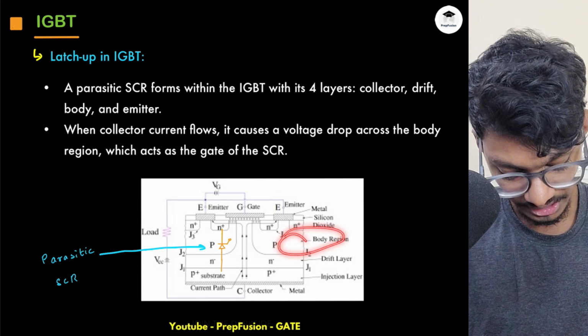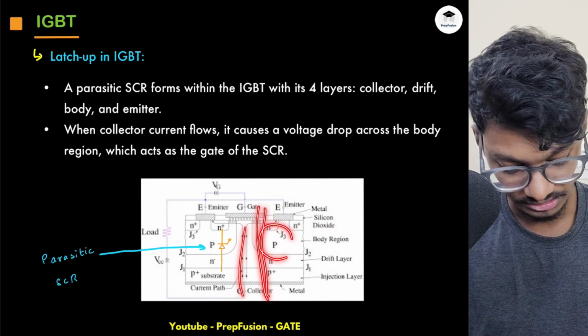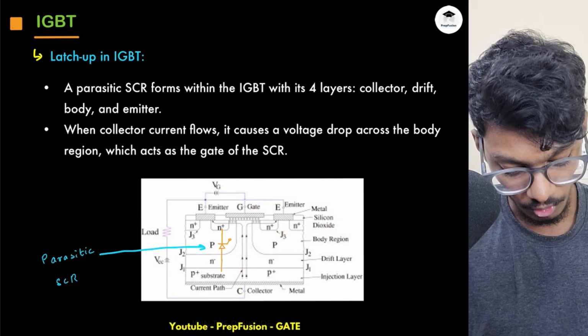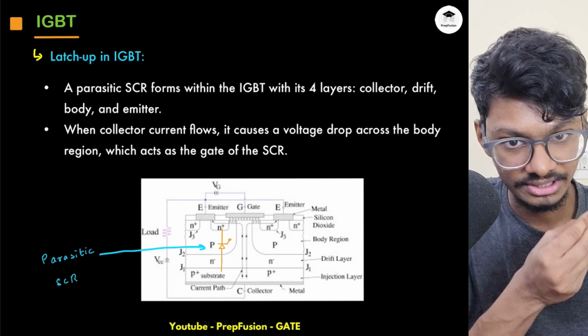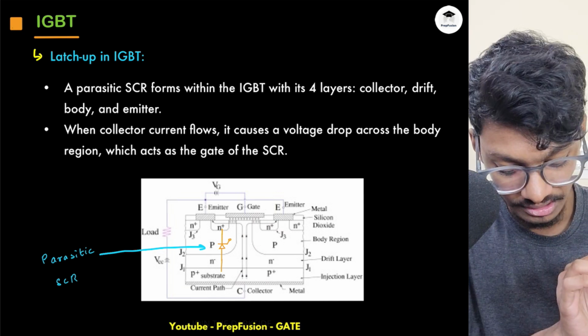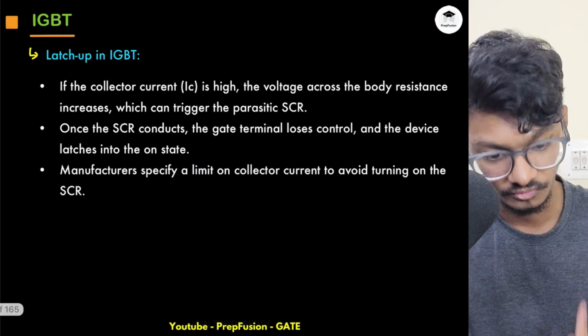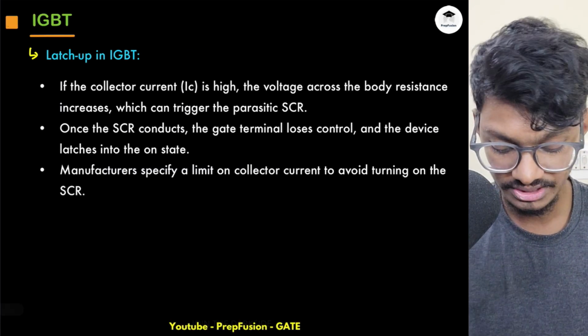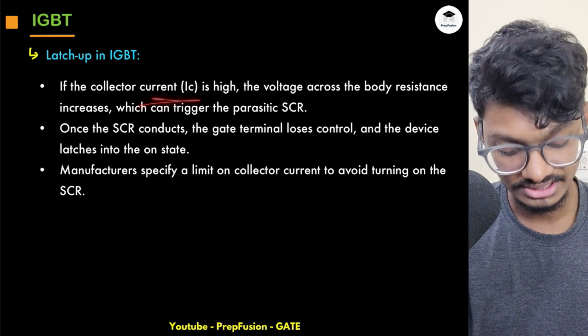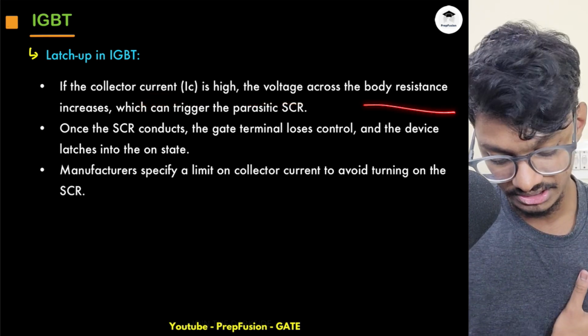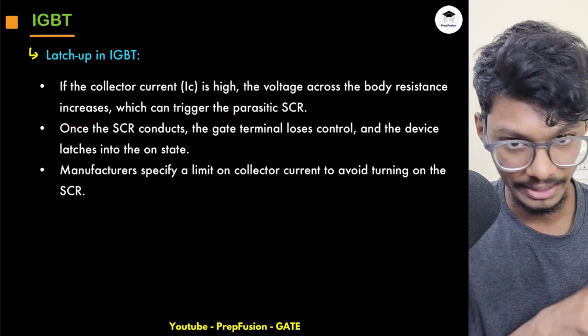This is the body region, right? If this collector current flows, a drop occurs across this body region, and if the drop is higher, it acts as a triggering signal to this SCR, and this SCR turns on. If the collector current IC is high, the voltage drop across the body resistance will increase, which can trigger the parasitic SCR.